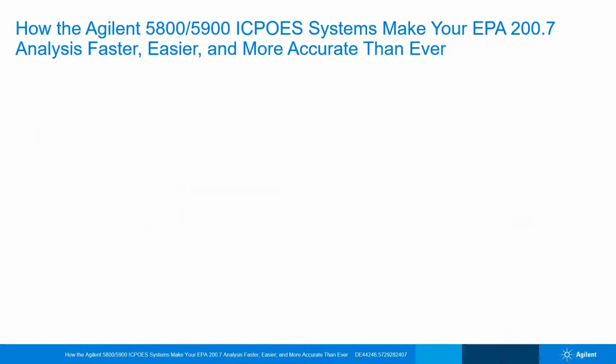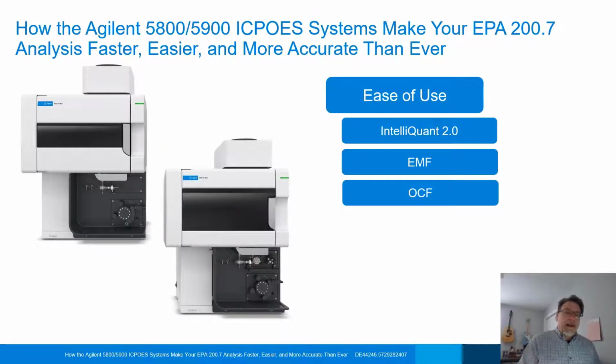So those are the three ease of use items I wanted to go over. Intelliquant 2.0, and the ability to have the instrument select wavelengths for you. EMF, so that early maintenance, so that you don't do maintenance more frequently than you need to, but you get the maintenance done in a timely fashion, and it lets you know when the maintenance is due. And OCF, Outlier conditional formatting, where you're able to set up your flags so that they intelligently flag your samples, and you're able to winnow through all of the data and just find the failures so that you can address them and rerun analysis if need be.